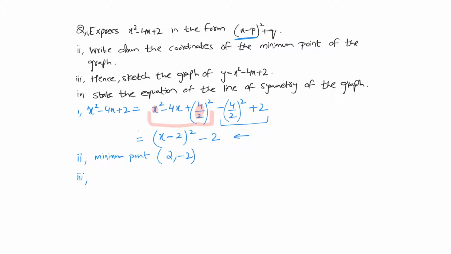Then you are being asked to sketch the curve. Now sketching this curve is the same as sketching this curve, because it's the same equation, just a different way to write it. The advantage of sketching from the completing square form is that you already know the turning point. So it's a minimum curve and the minimum point is 2 comma minus 2. So let's say roughly 2 comma minus 2 would be here, and this is how the graph would be.